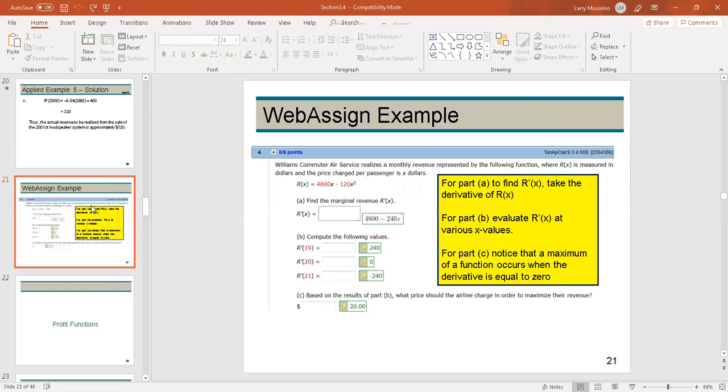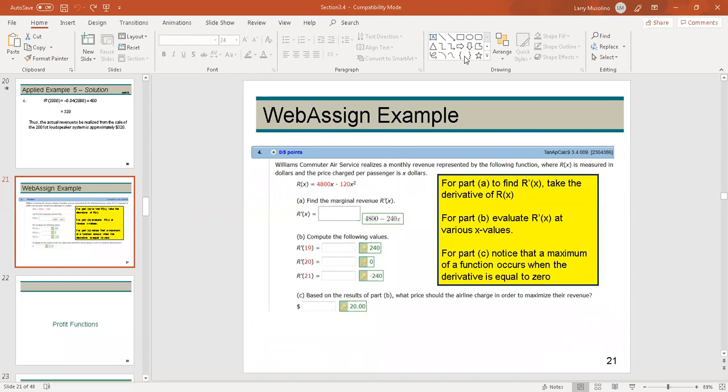Okay, let's go to a WebAssign example. So here they're giving me a revenue function. They want to know what is R prime of X. So for that, I'm just going to take the derivative function. Here it is. Then they want me to calculate R prime of 19. Well, that's just asking you to go to the R prime function and replace X with 19. Work that out on your calculator.